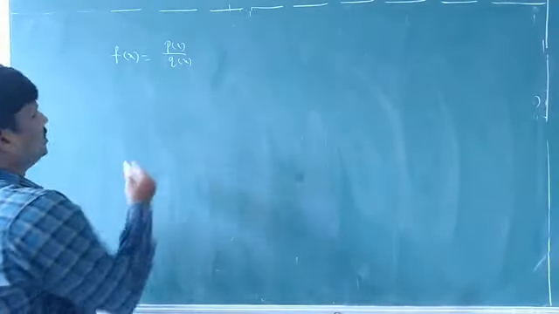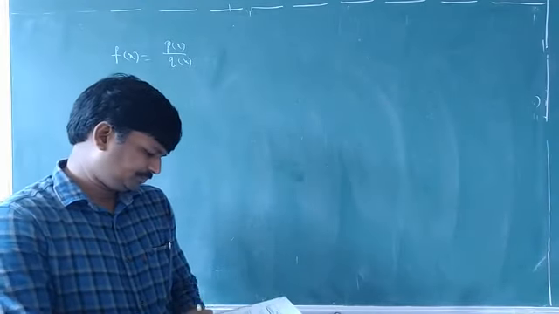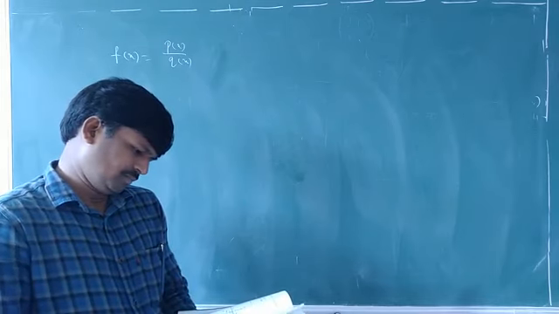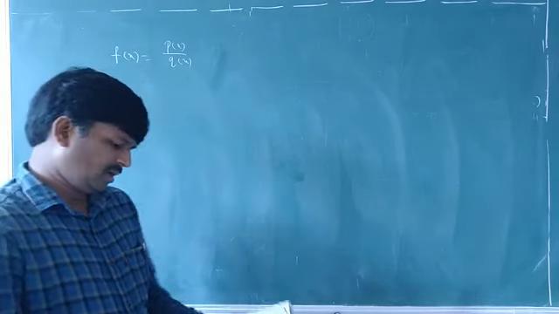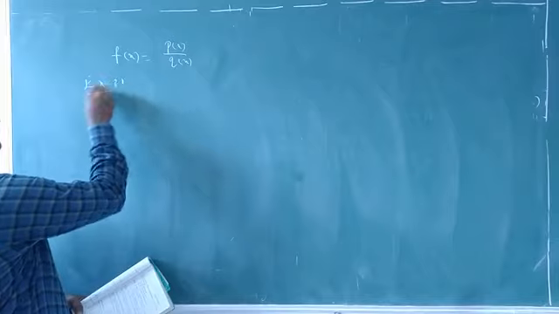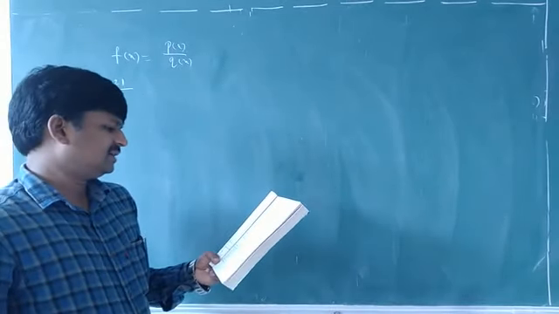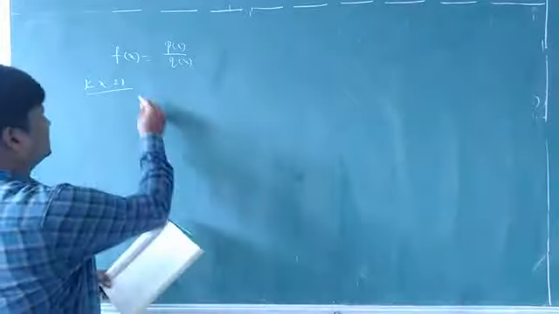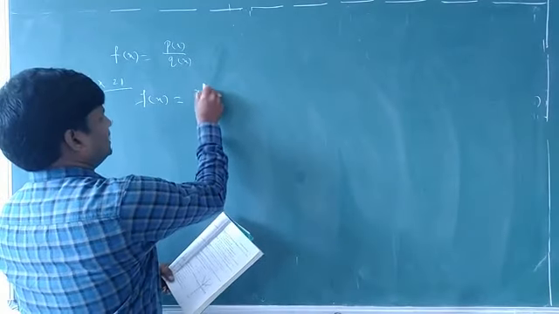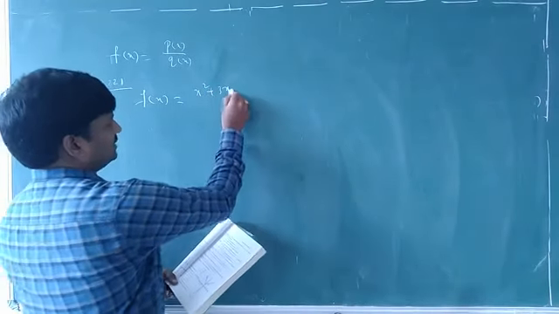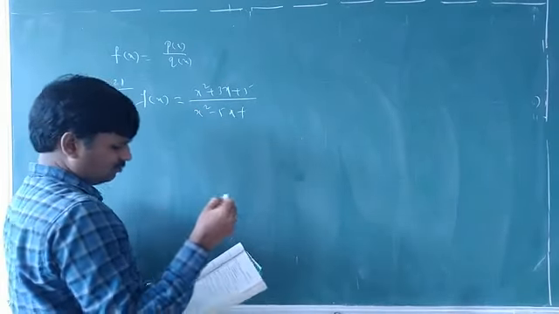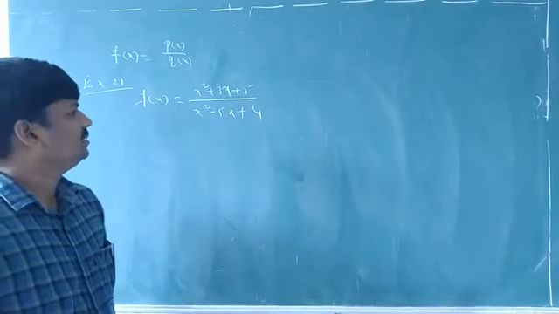Let's see one question given to us. It is example 21. Find the domain of the function f(x) = (x² + 3x + 5)/(x² − 5x + 4), where the denominator is x² − 5x + 4.